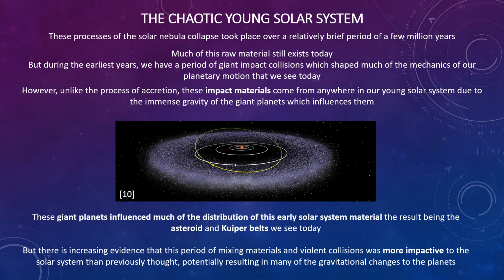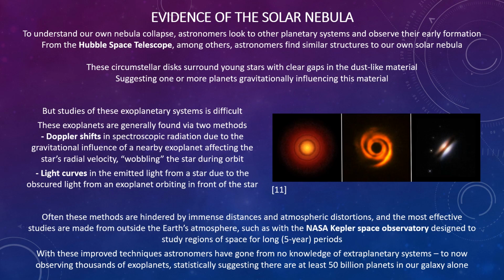There's also increasing evidence that this period of mixing materials and violent collisions was more impactful to the solar system than previously thought, potentially resulting in many gravitational changes to the planets. We can also use our very powerful telescopes like the Hubble telescope to look out into space and try to find other planetary systems that are in the process of forming through their own solar nebulas. So we can see a lot of circumstellar disks surrounding young stars with clear gaps in the material around them, which suggests that there are some planets gravitationally influencing that material.